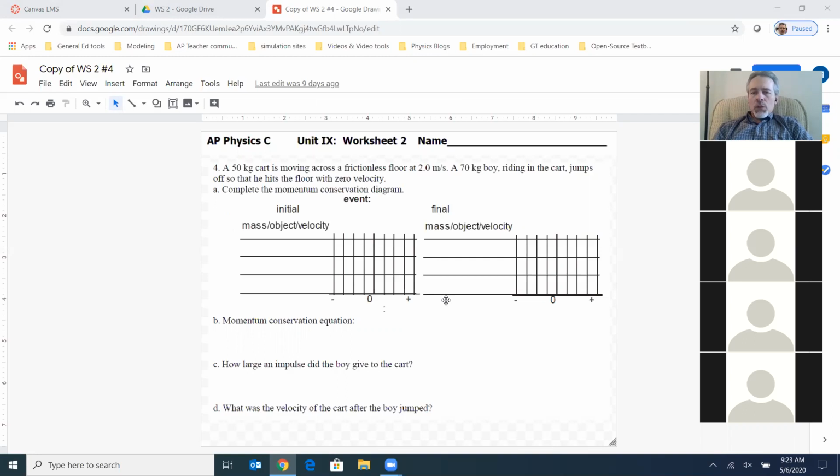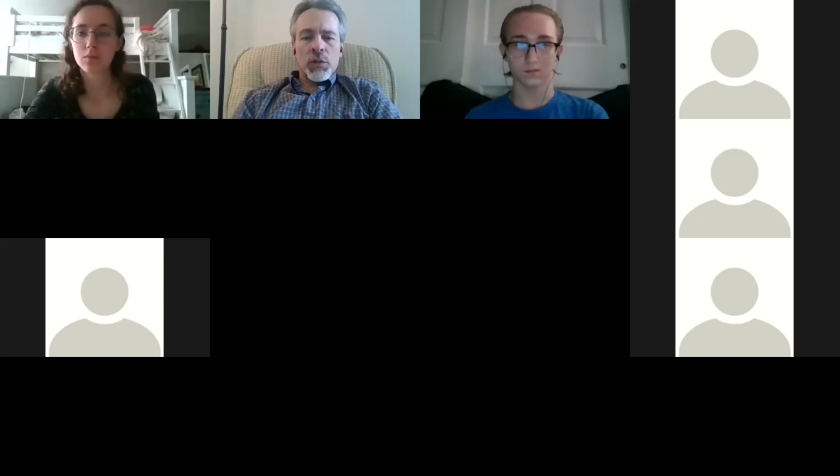I'm okay if you don't want to do the diagram up here, the part A, but I would like you to go ahead and do part B, C, and D with your partners. So let me go ahead and stop sharing. That's problem number 4 in the worksheet 2 file that I've shared with you already.